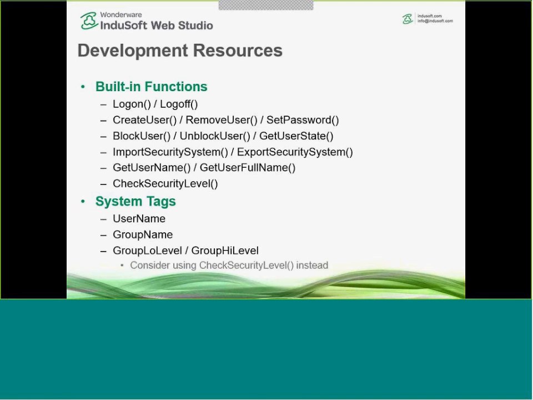Username and group name give you the name of the current user that's logged in, and group name gives you a group membership separated by semicolons if the user belongs to more than one group. We have two tags called group low level and group high level. Those are legacy and largely deprecated in the latest versions of our product. We recommend that you use the check security level function now in lieu of the group level high and group low level tags.